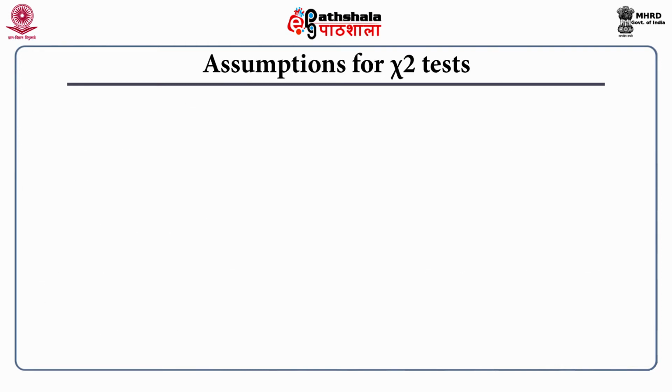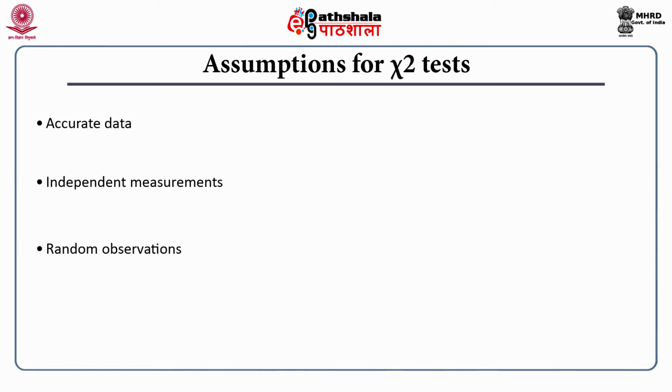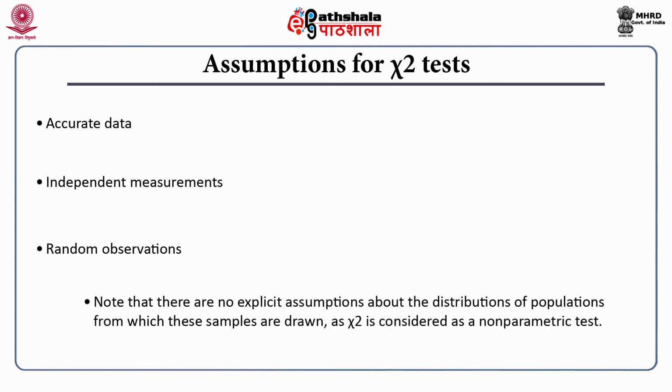Of course, in the case of any of the chi-square tests, there are a few assumptions that you have to verify your data set satisfies. The first one is random observations; observations have to be random. Second is independent measurements. The measurements have to be independent and the data needs to be accurate. Note that there is no explicit assumption about the distributions of the populations from which these samples are drawn, as chi-square is considered a non-parametric test.